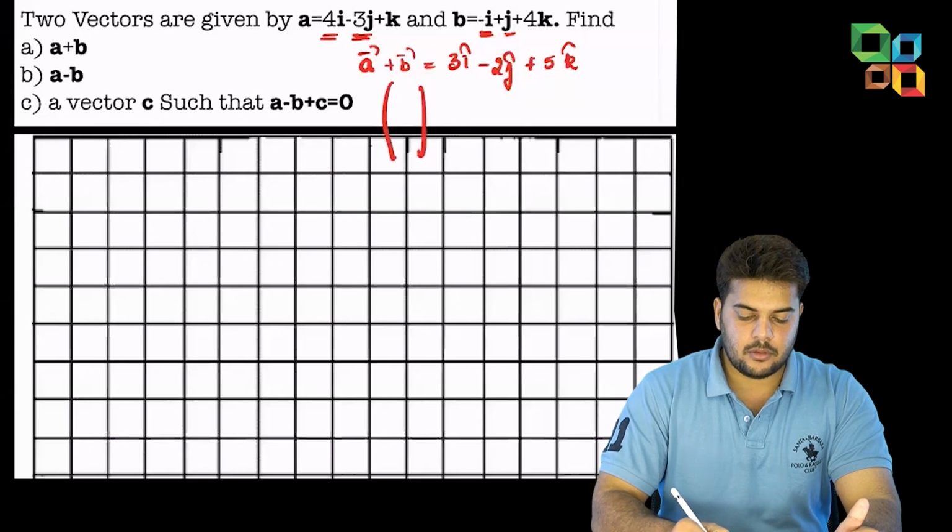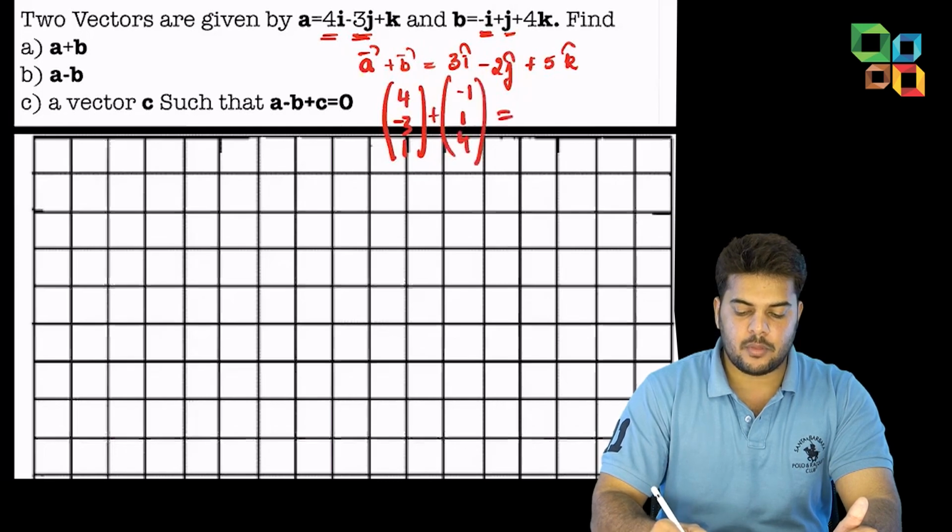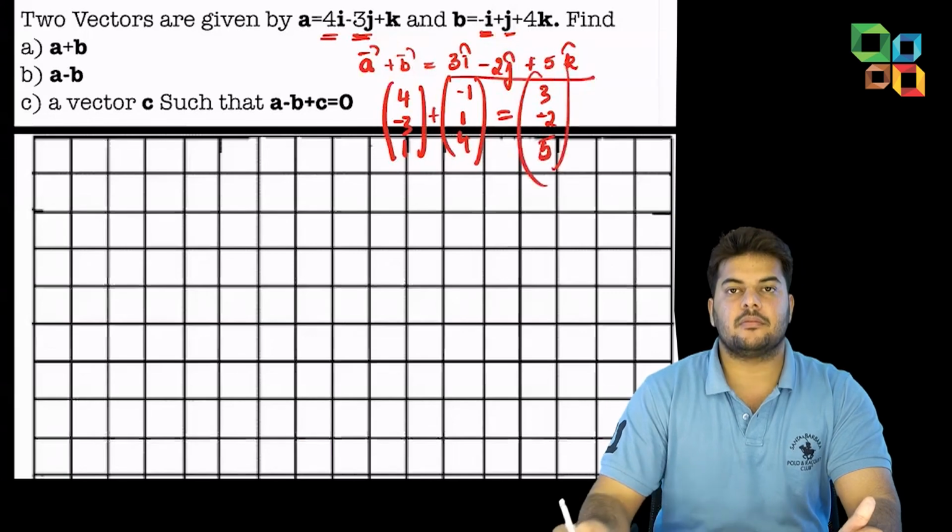In this particular form, this would be 4, minus 3, 1, plus minus 1, 1, 4. Just add them. 4 minus 1 is 3. Minus 3 plus 1 is negative 2, and 1 plus 4 is 5. So you're getting the same thing.